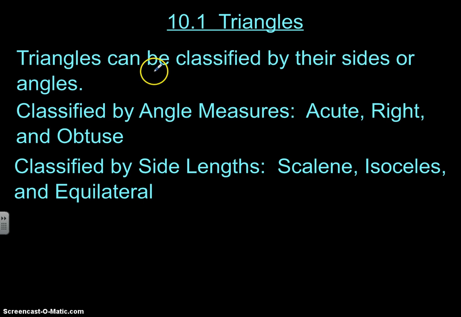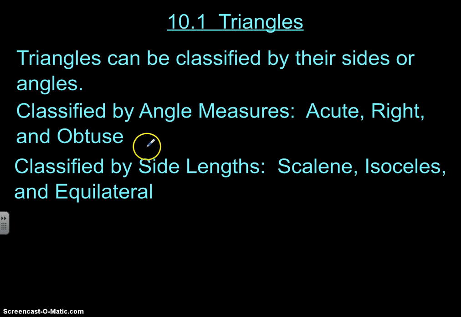Triangles can be classified by their sides or angles. Okay, so let's look at classification by angle measures. We can look at any triangle we're given. If we know the measurements of the angles in the triangle, we can decide if it's an acute triangle, which means all of the angles in the triangle are less than 90, or it may be a right triangle, which means one of the angles is 90 degrees, or it may be an obtuse triangle, which means one of the angles is greater than 90. Okay, so acute, right, or obtuse. Those are the only three choices we have when we classify a triangle by its angle measures.